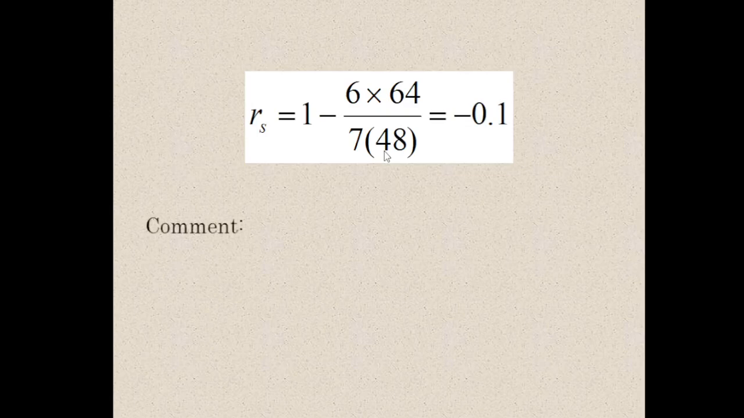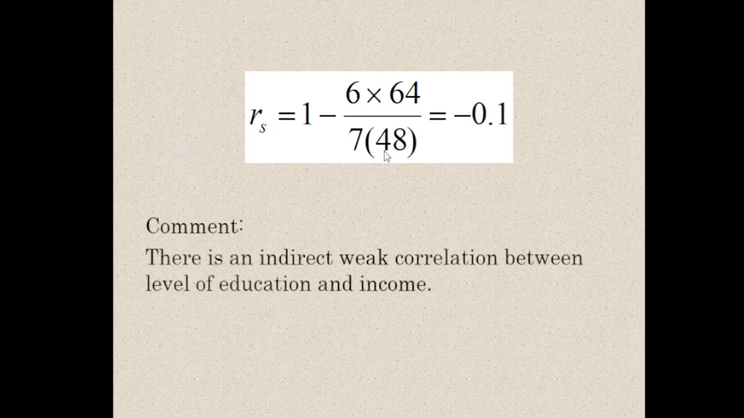What does this minus 0.1 indicate? The minus indicates that it is negative, and 0.1 indicates that it is a weak correlation. So it is a weak negative correlation. What does this also mean? It means that there is no direct connection. There is an indirect, weak relationship, a weak correlation, between level of education and income. So we cannot guarantee that based on the level of education, the income would be higher or not. There is no direct relation.